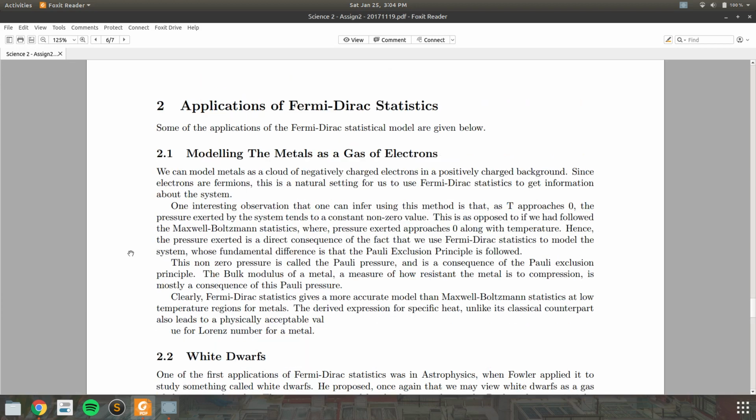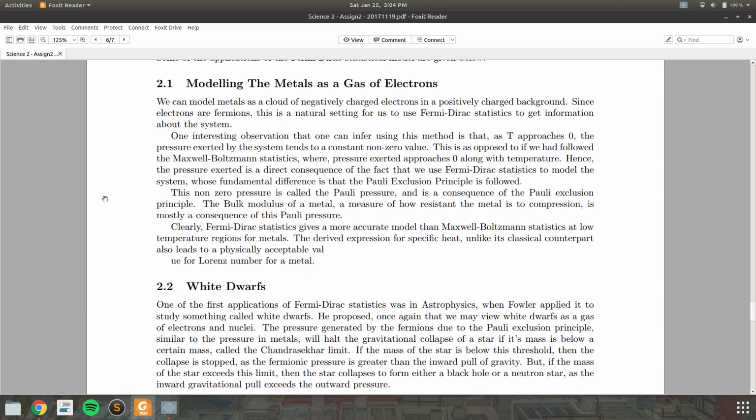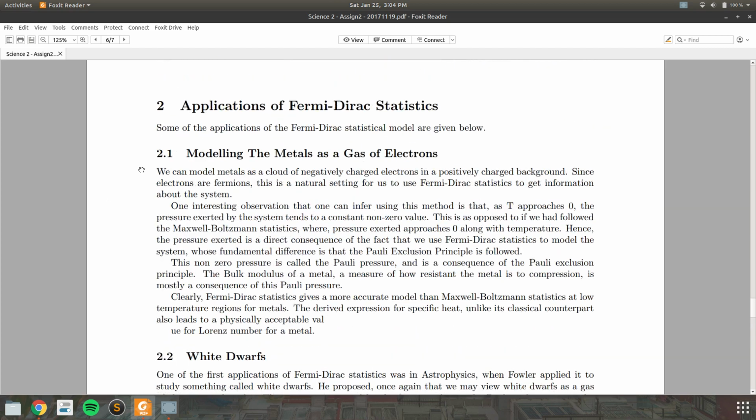Moving on to the second question, we talk about the applications of Fermi-Dirac statistics. We've listed a bunch of applications. So the first one is to model metals as a gas of electrons. We can model metals as a cloud of negatively charged electrons in a positively charged background. Since electrons are fermions, this is a natural setting for us to use Fermi-Dirac statistics to get information about the system.